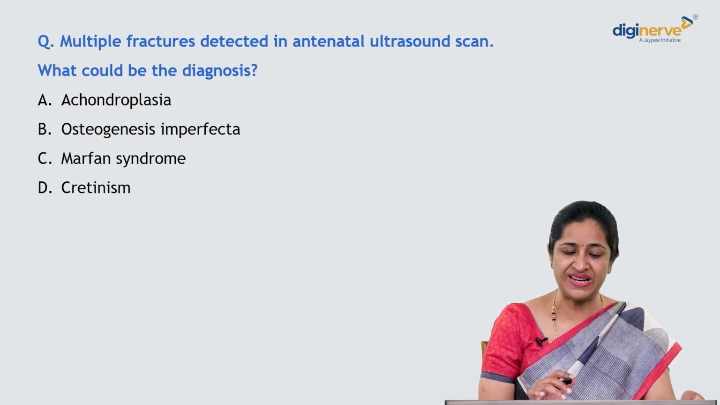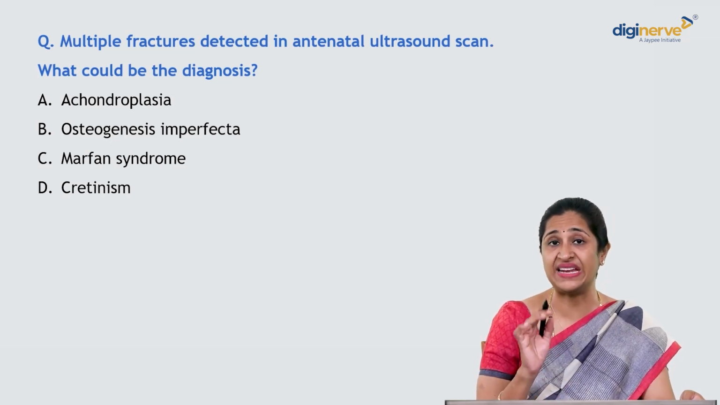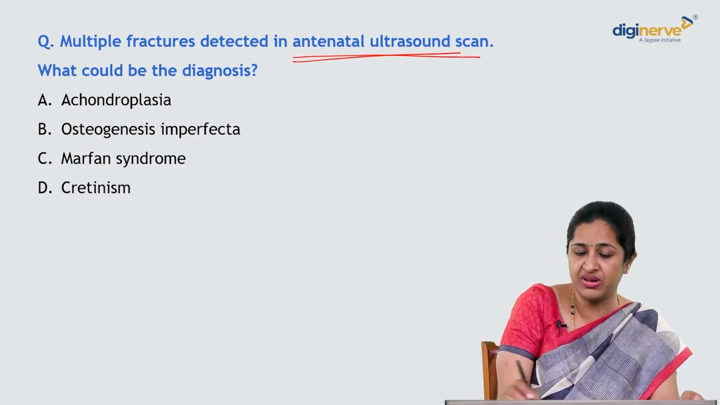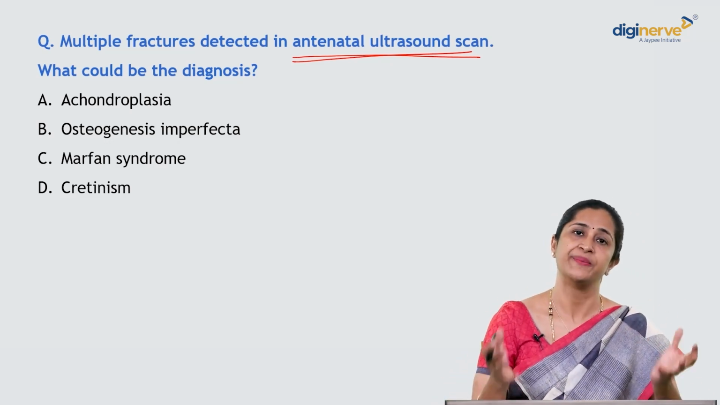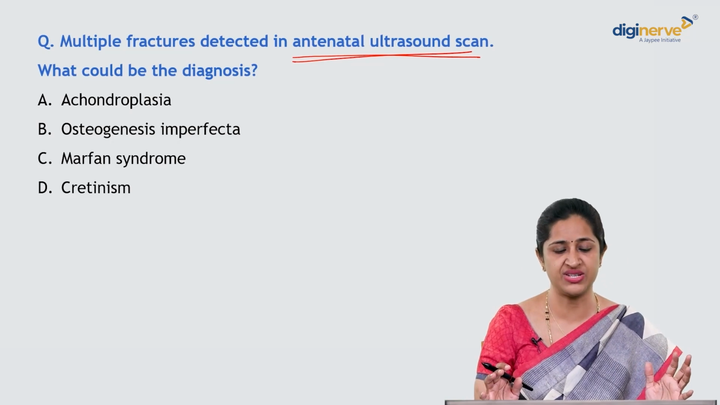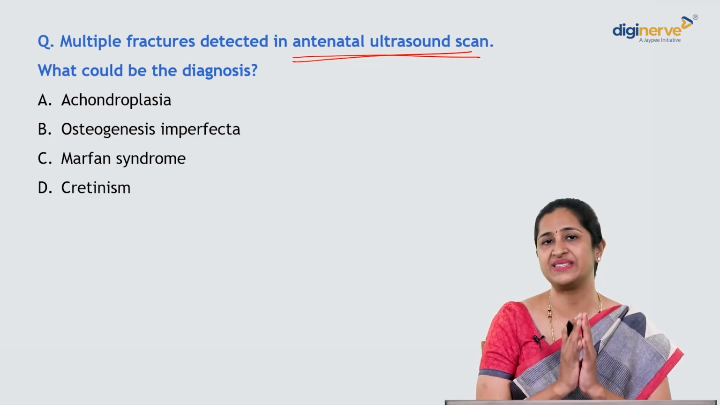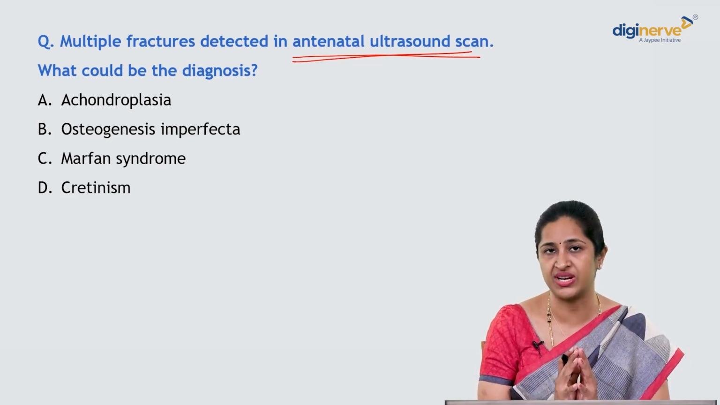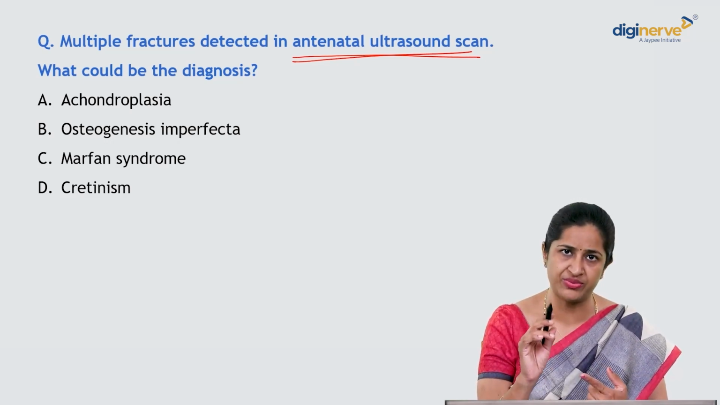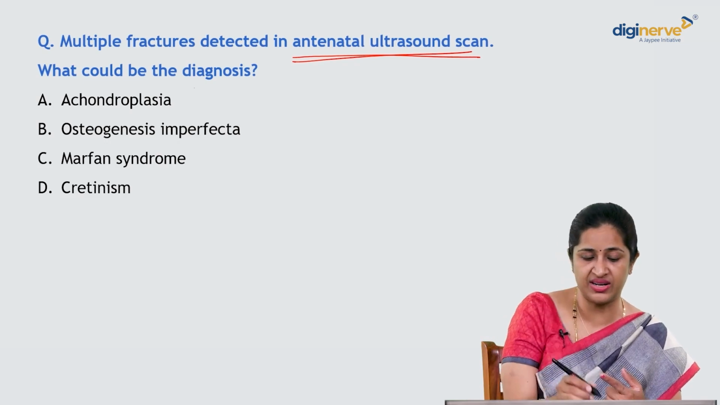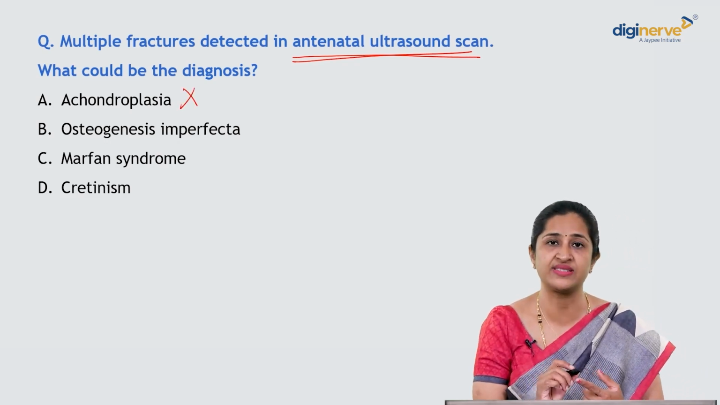Next question. Multiple fractures have been detected in the antenatal ultrasound scan. Remember, in the intrauterine, where the baby is nicely cushioned with liquor, there if you are having fractures, automatically it means that there is some problem in the bone of the child. Which are the options? You have achondroplasia. Is that a problem of the bone? No, that's a problem of the cartilage. Not the right answer.